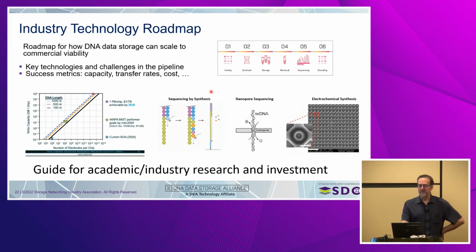So the industry technology roadmap, I think I've told you what it is. I won't reiterate too much. We hope to have this done, at least to draft it by the end of the year. It's looking a little aggressive the way things are going, but we're going to try.